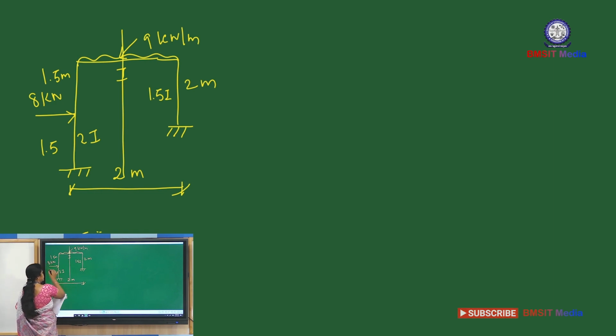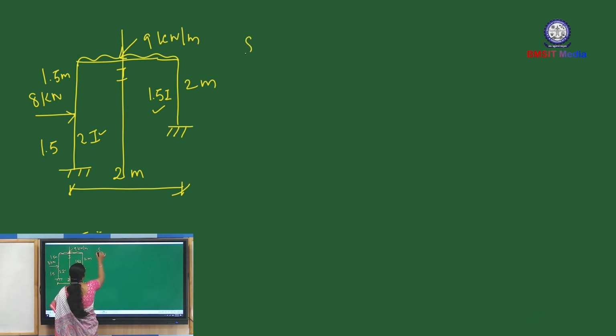One more is if a horizontal load is acting, it will undergo sway. And the moment of inertia, that I, is different. In this column it is 2I, in this column it is 1.5I. So this frame is subjected to sway due to three reasons. One is unsymmetrical shape, another is horizontal load acting, another is different moment of inertia of the column.